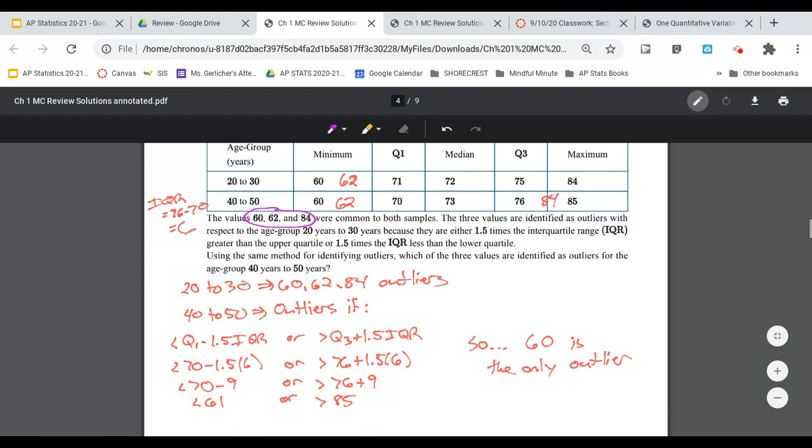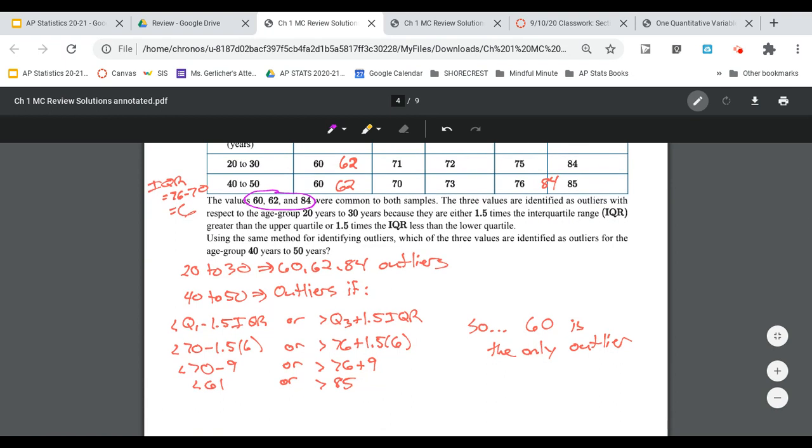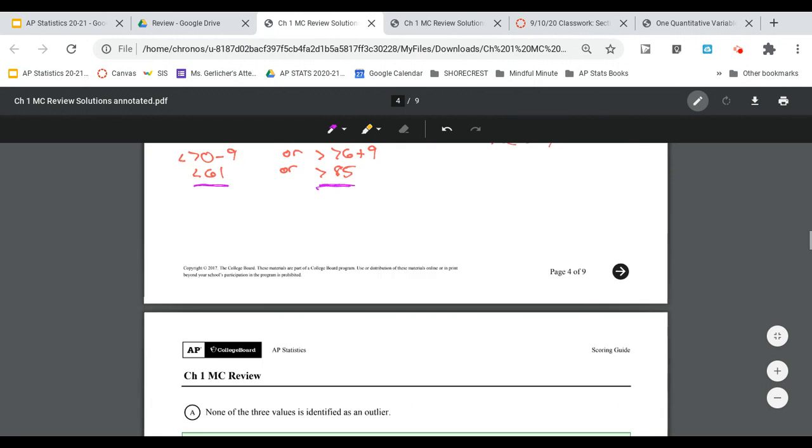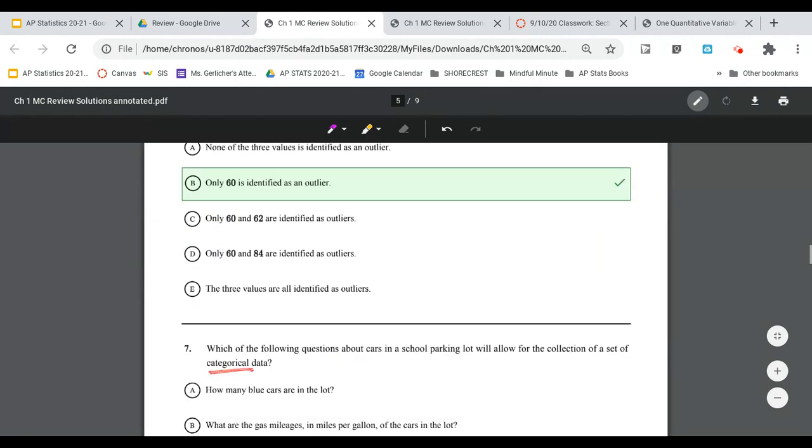So I just had to apply my rules. I wanted to see if I was less than quartile 1 minus 1.5 IQR, or greater than quartile 3 plus 1.5 IQR. So I just did those calculations. To be an outlier in the older group, you needed to be less than 61 or greater than 85. Well, the only one of our three numbers that fit that bill was 60. So 60 was our only outlier, which then, going down here, makes B your answer.